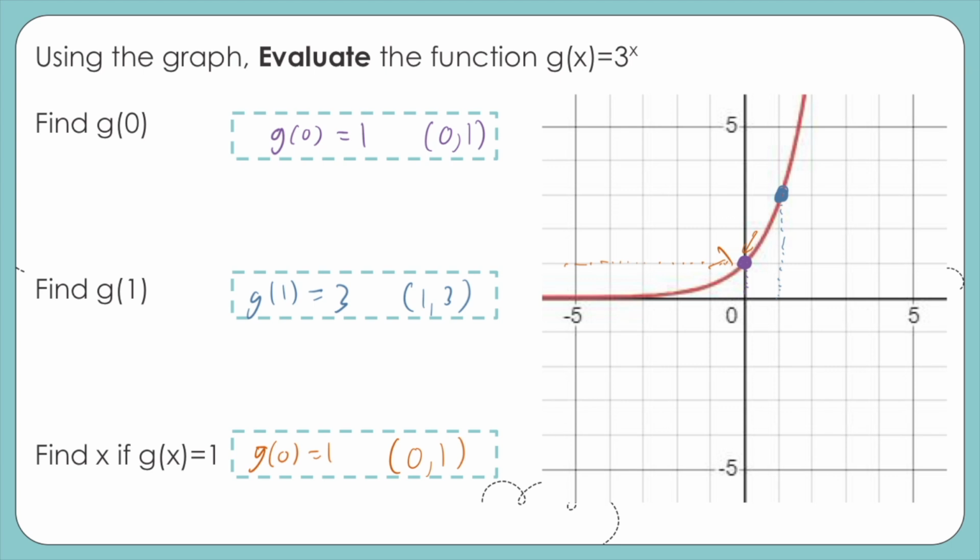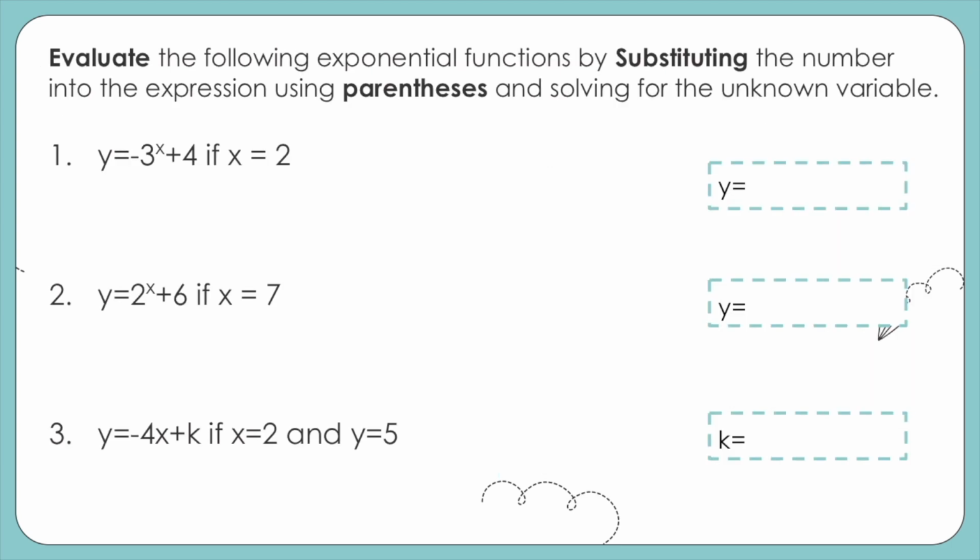Now let's move on to the next example. Here in these examples, we're going to evaluate the exponential functions by using substitution. We're going to substitute the number in the expression using parentheses and solve for the unknown variable. First, we want to remember that whenever we're dealing with exponential functions, our equation is always y equals a times the base raised to the x power plus k, which we know is our constant or our asymptote.